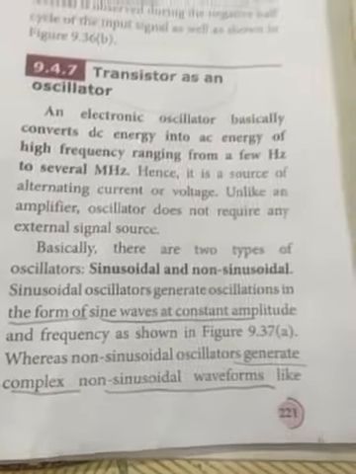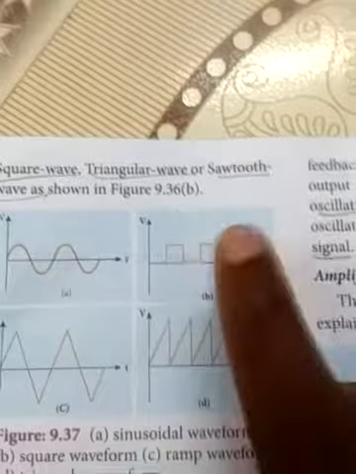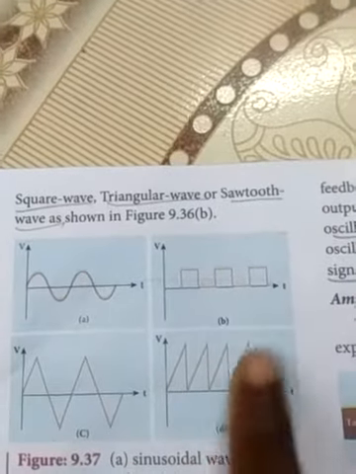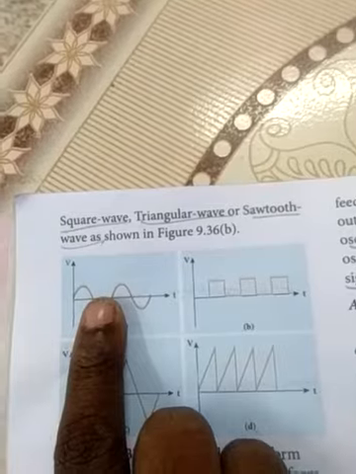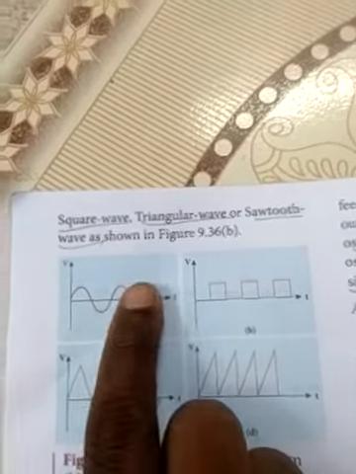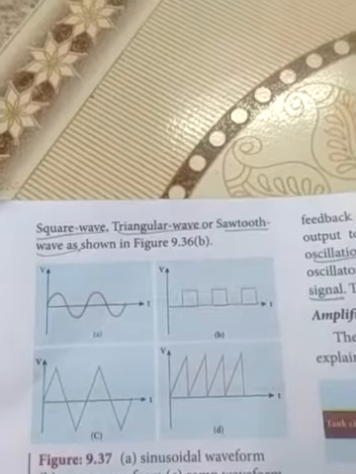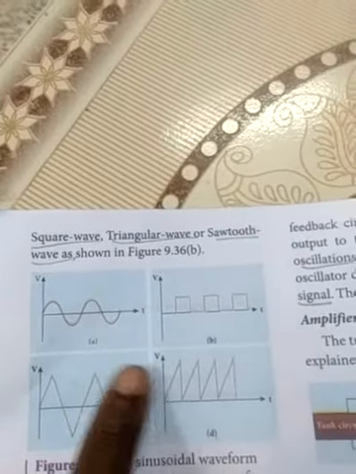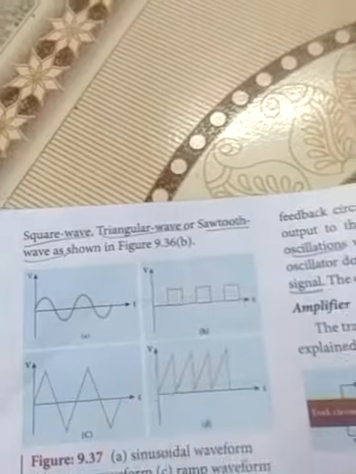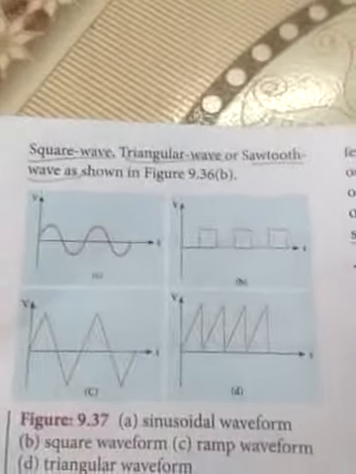Whereas the non-sinusoidal oscillator generates complex non-sinusoidal waves, like square waves, triangle waves and sawtooth waves. These are all non-sinusoidal waves. This one is the sinusoidal wave, a sine wave. So oscillators are of two types: one is the sinusoidal oscillator, another is the non-sinusoidal oscillator.